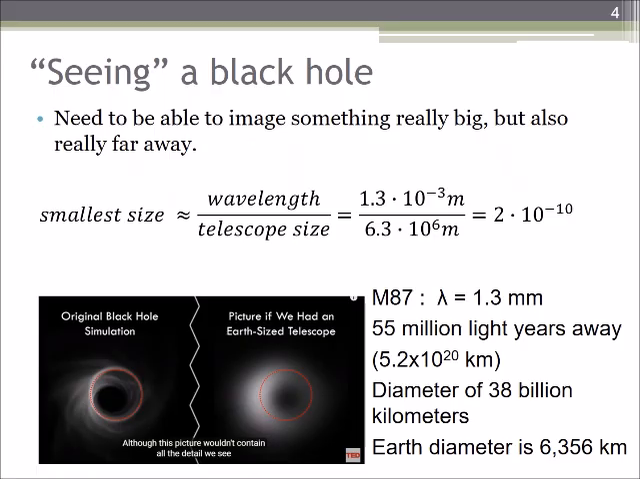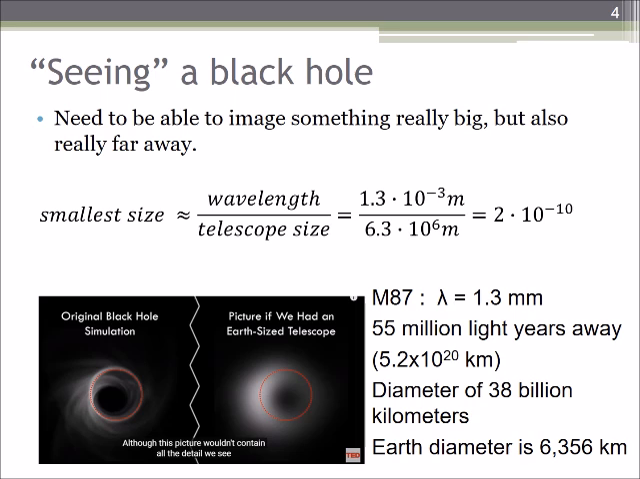Recently, last year in 2019, they imaged a black hole for the first time. So why is it so hard to image something that's so big? Well, any of these massive black holes are really, really, really far away, so they don't take up much of our field of view. And so we need a huge telescope to be able to see that.